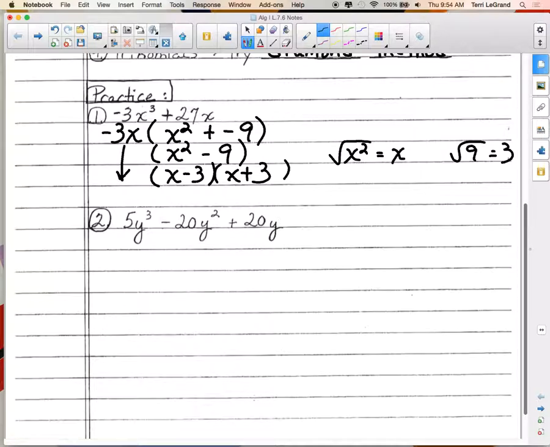No. So our final answer is going to be our GCF of negative 3x and our other two factors of x minus 3, x plus 3. This is its factored name. It has been factored completely.